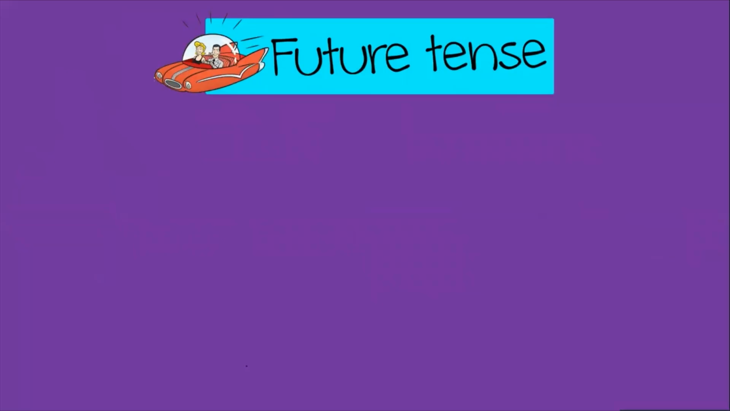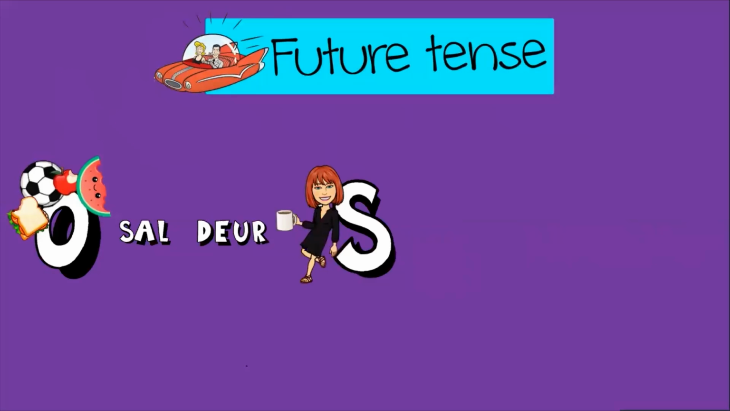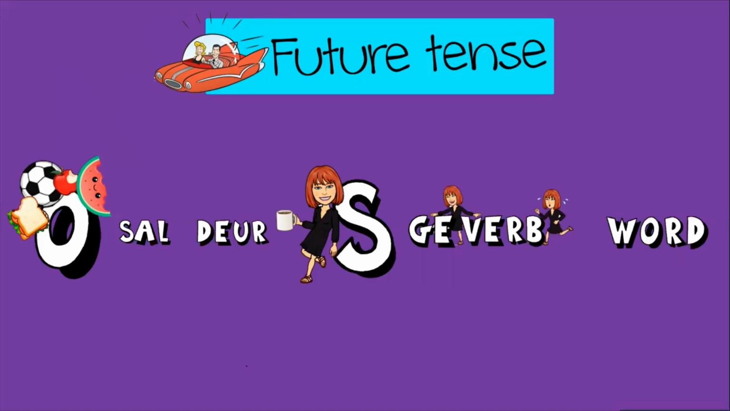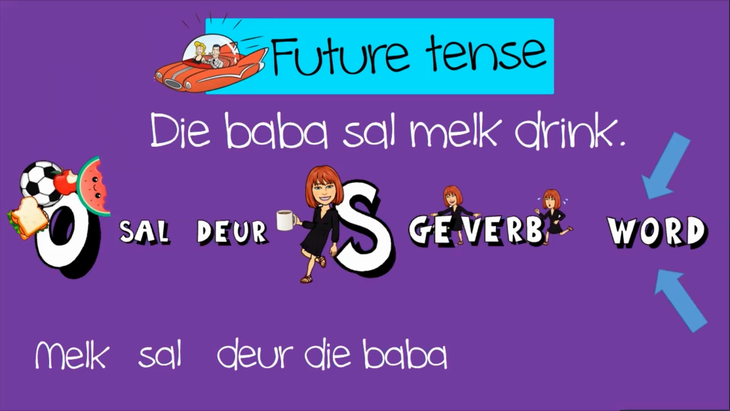And our future tense. We know we're going to start with our object. What is our verb there? Sal. We know by now that sal is a future tense verb. The object sal, deur die subject, verb, word. We are going to add word there for the future tense. It still has to be done. Die baba sal melk drink. Sal making it a future tense sentence. We know we are going to start with our object, milk. Melk sal deur die baba gedrink word.